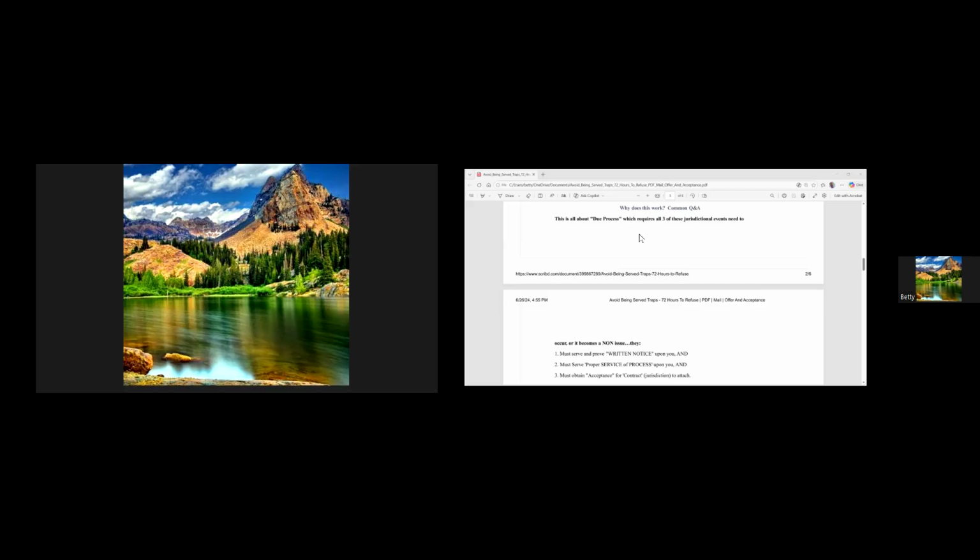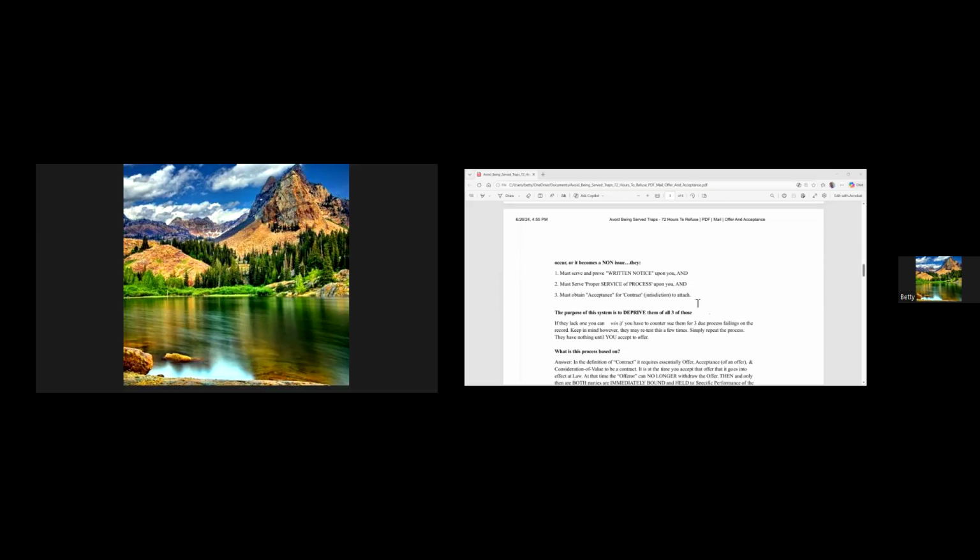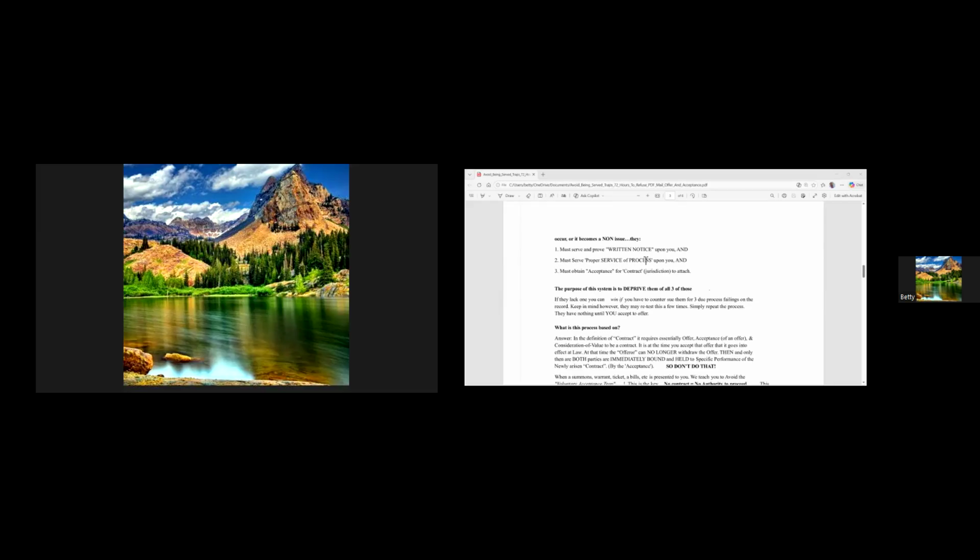This is all about due process, which requires all three of these jurisdictional events need to happen. So which three should occur or it becomes null and void? Non-issue. It becomes a non-issue. So number one, they must serve you and prove written notice upon you. Okay. So first, must serve and prove written notice.